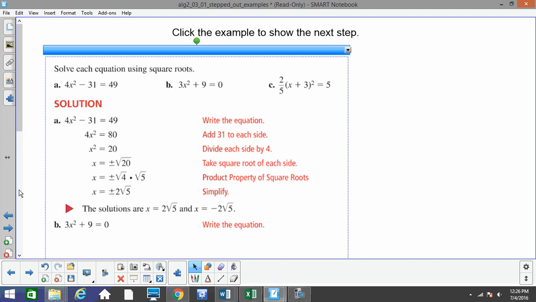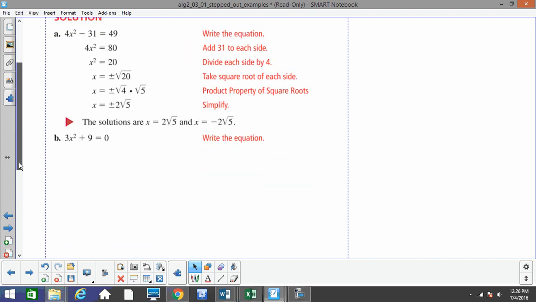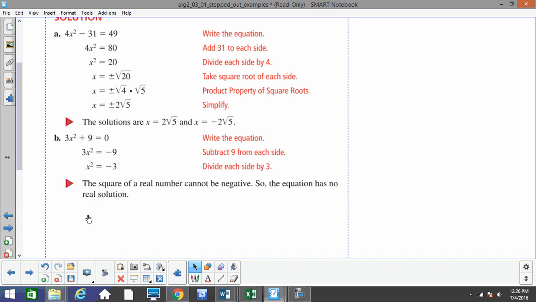For B, you write the equation, subtract 9, divide by 3, and you can't take a square root of a negative and get a real solution, so there are no real solutions. Eventually, we're going to be taking the square root of negative numbers, and it's called the imaginary number set, but we're not quite there yet.